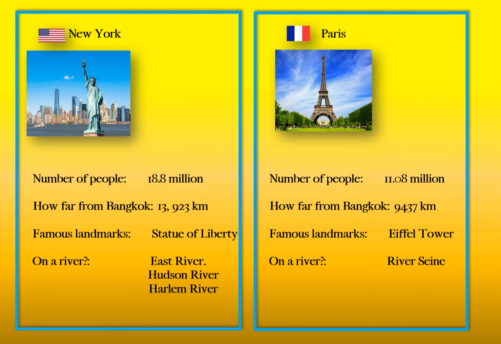Okay, here's Paris. There are 11.08 million people living in Paris. It is 9,437 kilometers from Bangkok. A famous landmark in Paris is the Eiffel Tower. You can see it here. I've been up the Eiffel Tower 2 times, and both times I was very scared. It's high. And Paris is on the River Seine.